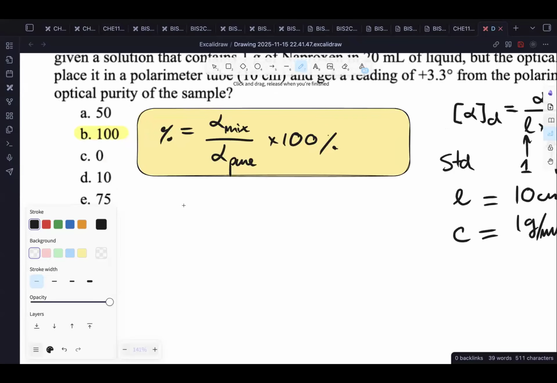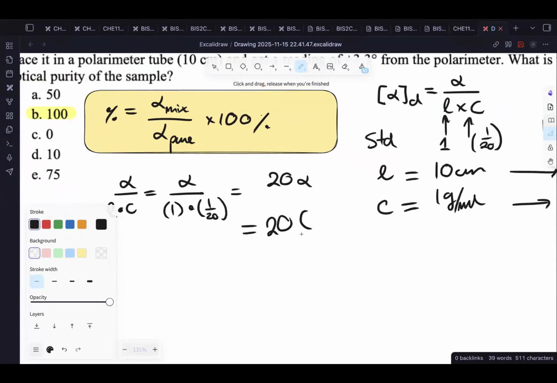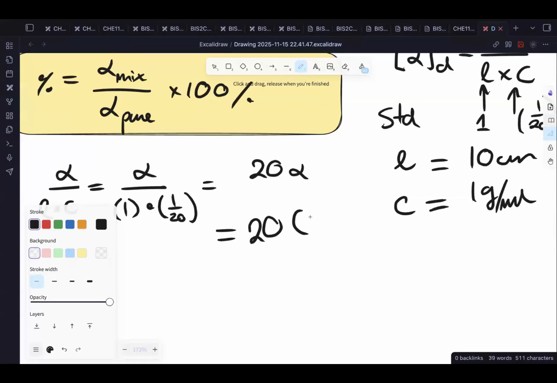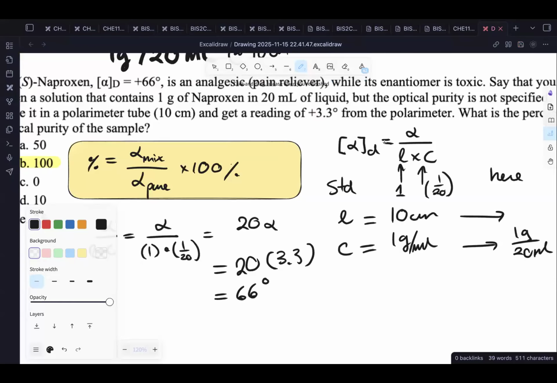So let me say that one more time. So alpha over L times C becomes alpha over a factor of 1 times a factor of 1 over 20, which is the same thing as 20 times alpha. And that's 20 times 3.3, which is equal to 66. I'm sorry, not percent, degrees.